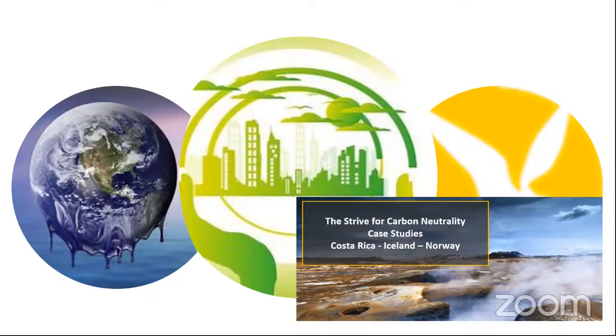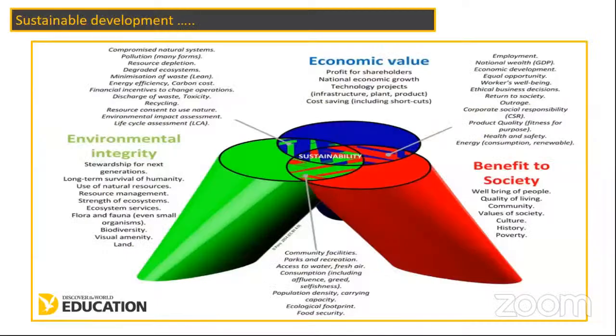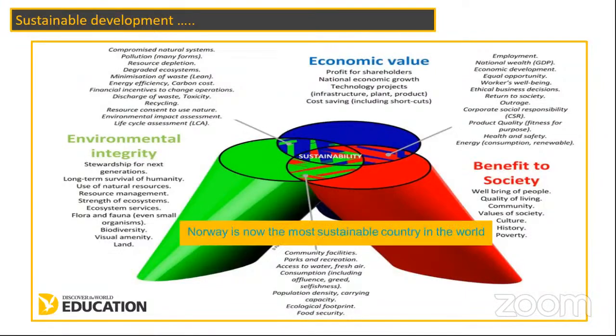But in terms of sustainability, Norway really is leading the rest of the world. They are way ahead of most other countries. Now, we know that sustainable development has to be underpinned by the three columns shown in this diagram here: economic value, environmental integrity, and the benefit to society. And according to recent data by Robeco SAM, they are actually now the most sustainable country in the world.